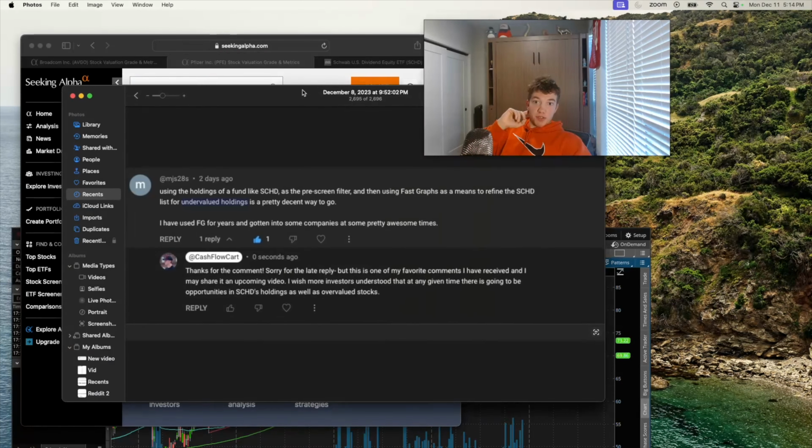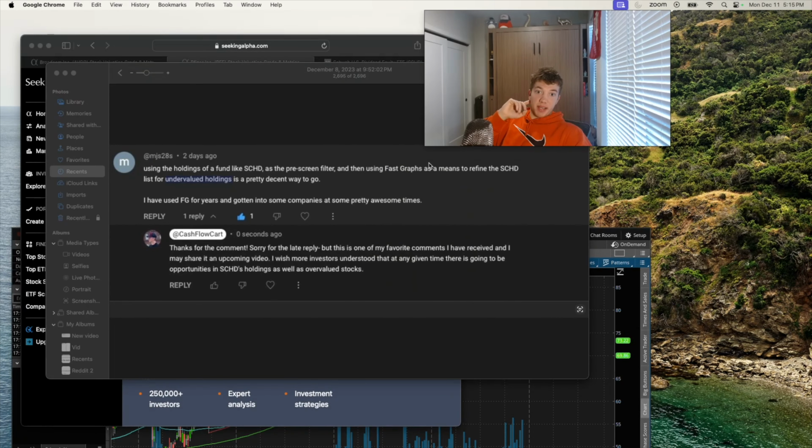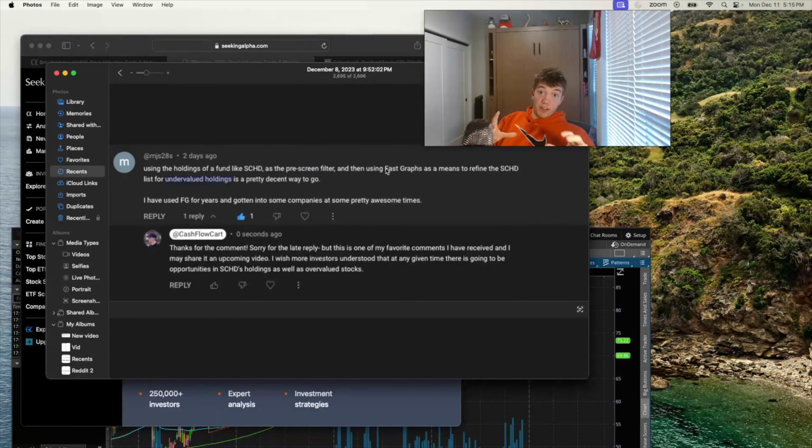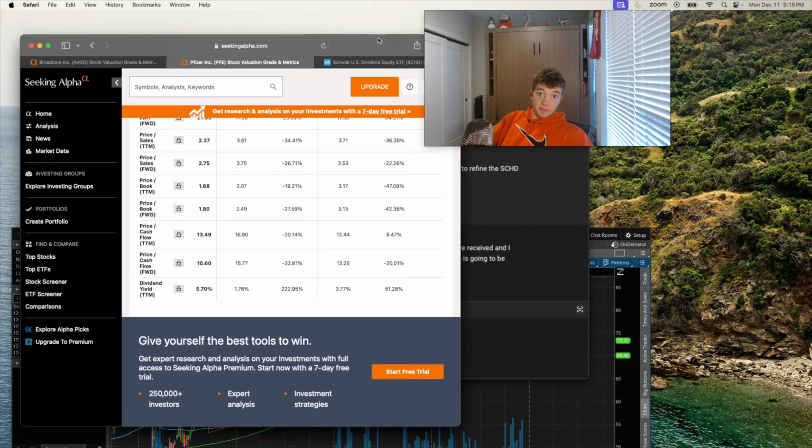So yeah, I tried to explain this strategy as best I could. You don't need to use Fast Graphs. I personally don't use this. I'm unfamiliar with the software, but whatever software works for you and resonates with you, that you can identify undervaluation, that's going to work best.